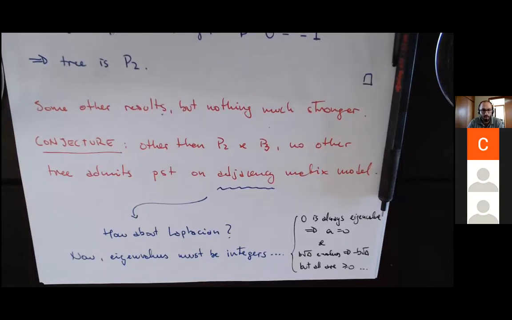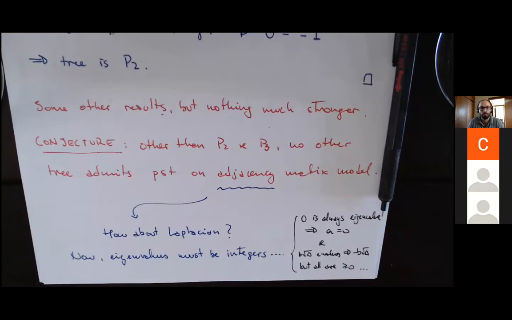I have this paper from 2015, which has a bunch of them. I think since then, very few things we have advanced on this. So if you actually want to know, maybe on the book we have more results, but if you want to know the current state of the art in this question, you can ask us later. But now I'm willing to make this conjecture. I've been willing to make this conjecture now for some time that other than P2 and P3, no other tree admits PST on the adjacency matrix model.